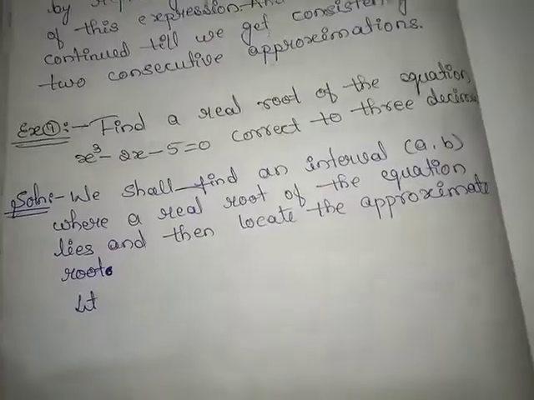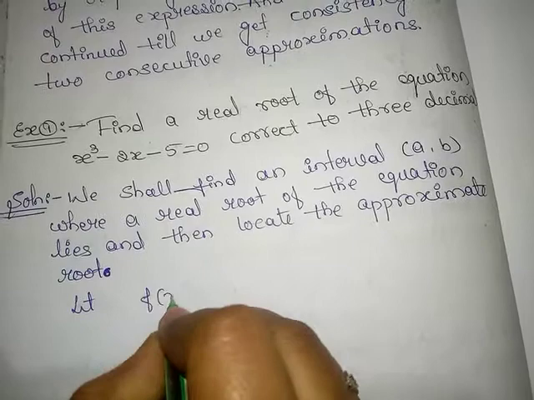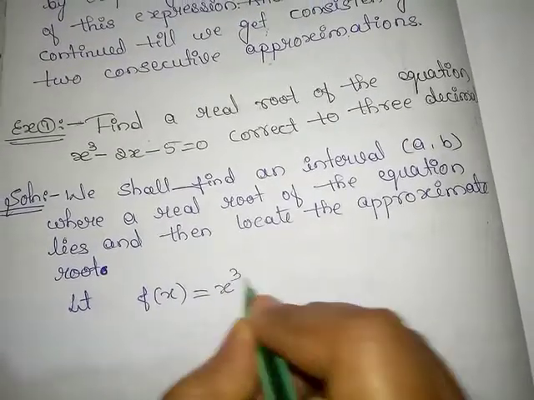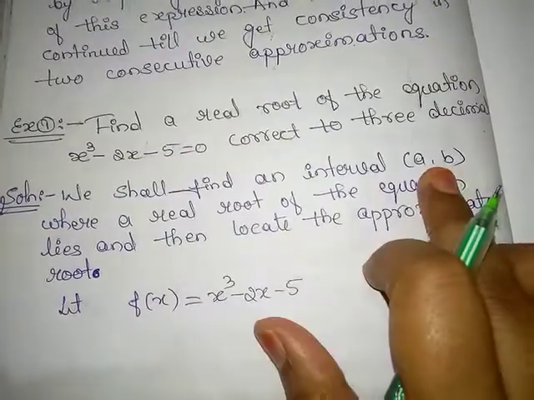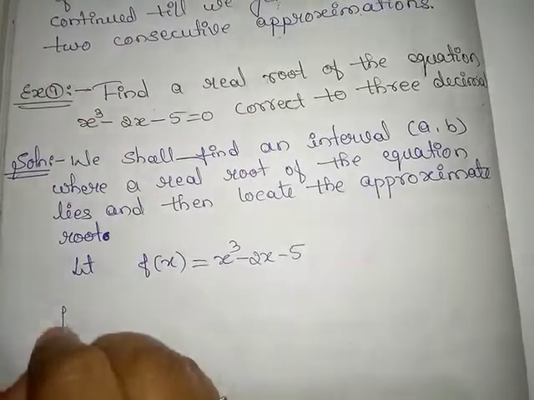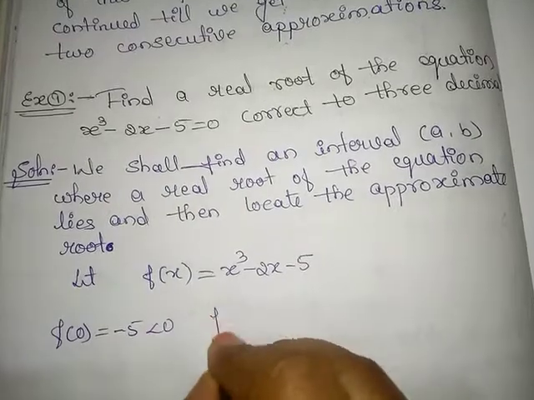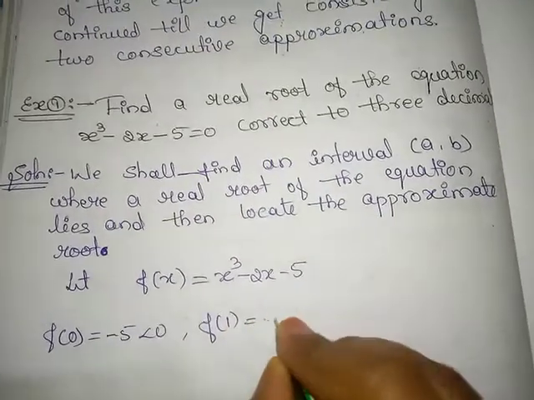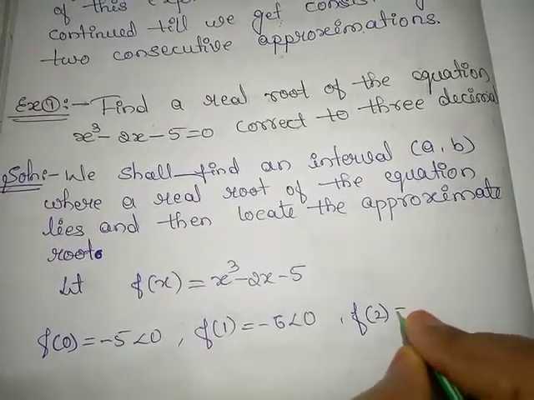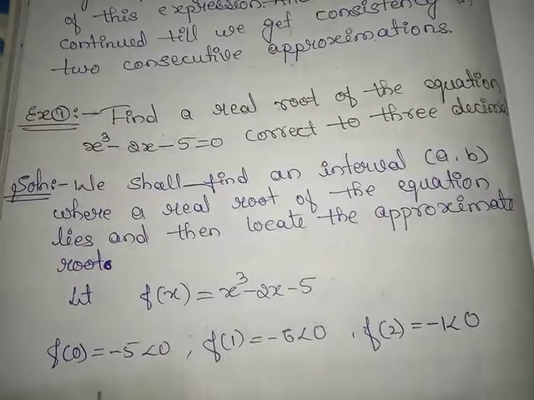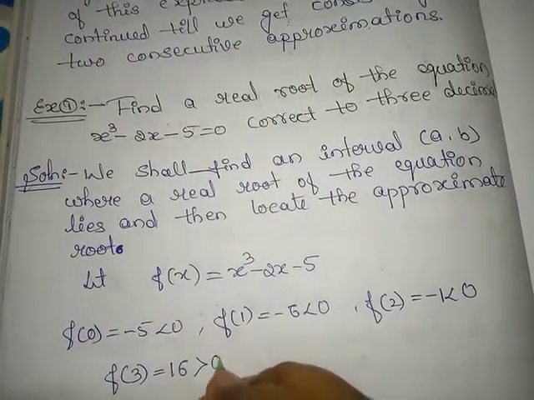Here the difference between the Regula-Falsi and the Newton-Raphson is, let us see, let f of x is equal to x cube minus 2x minus 5, and here also we have to find the interval a comma b. For that, f of 0 is equal to minus 5, which is less than 0. F of 1 is equal to minus 6, which is less than 0. F of 2 is equal to minus 1, which is less than 0. And f of 3 is equal to 16, which is greater than 0.